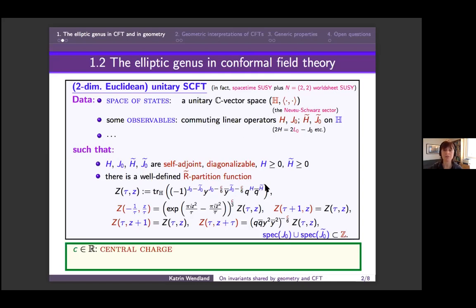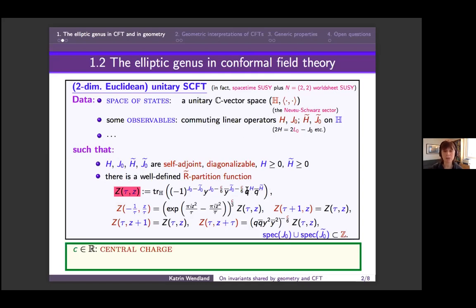So if you haven't seen a partition function, you're of course familiar with this concept. In conformal field theory, we make sure, just by the definition of these interesting theories, that these R tilde partition functions, again, have beautiful transformation properties in tau and z. Again, here, y and q are e to the 2 pi i z and e to the 2 pi i tau, respectively, with tau in the upper half plane and z in the complex plane.